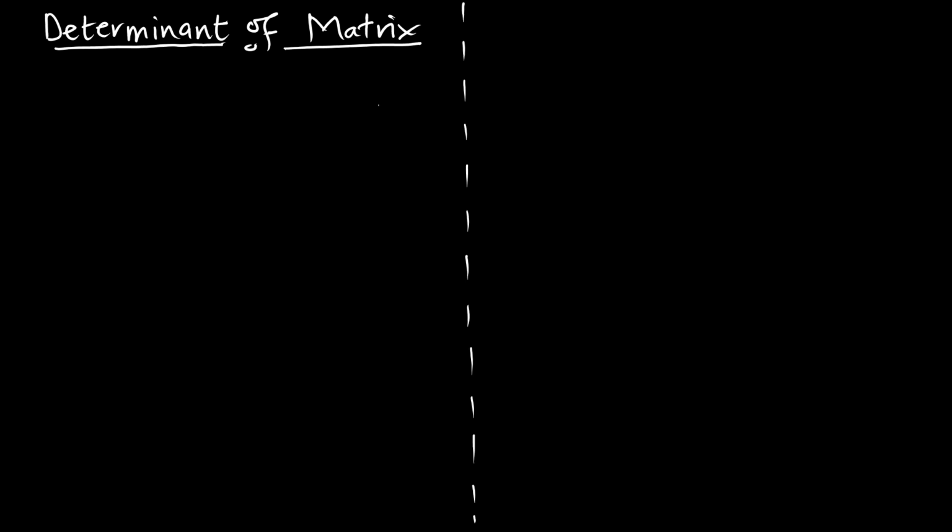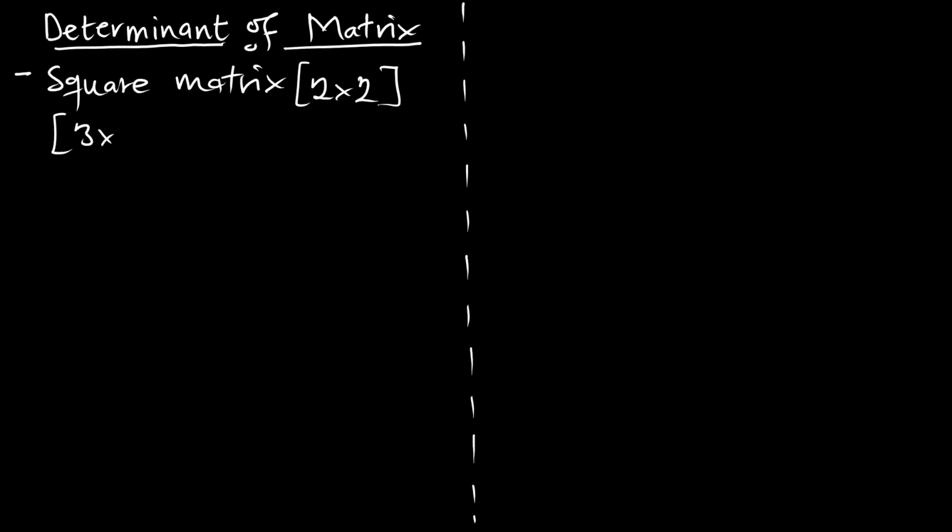Before we can find the determinant of a matrix, the matrix should be a square matrix. We know a square matrix can be in the form of a 2 by 2 or a 3 by 3 matrix. But in this episode, we are going to find the determinant for a 2 by 2 matrix. In the next episode, we will deal with a 3 by 3 matrix.